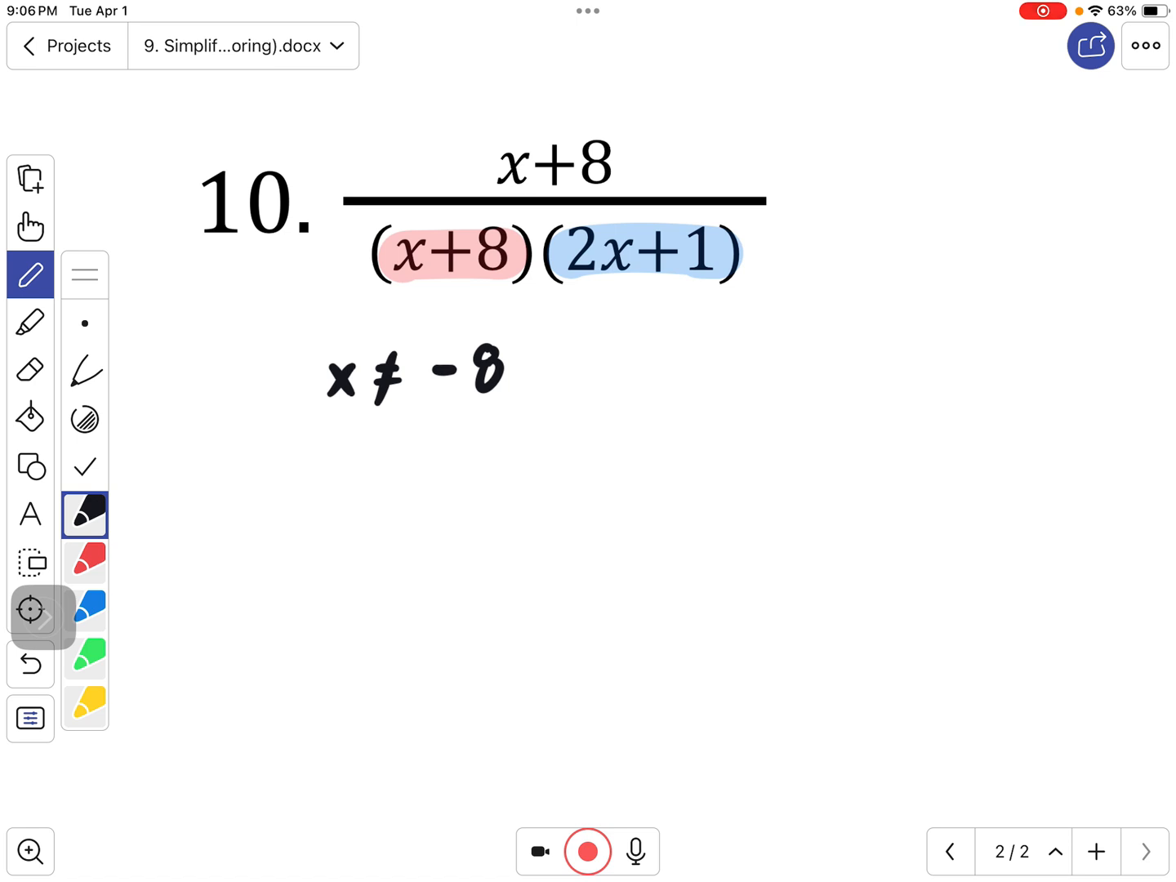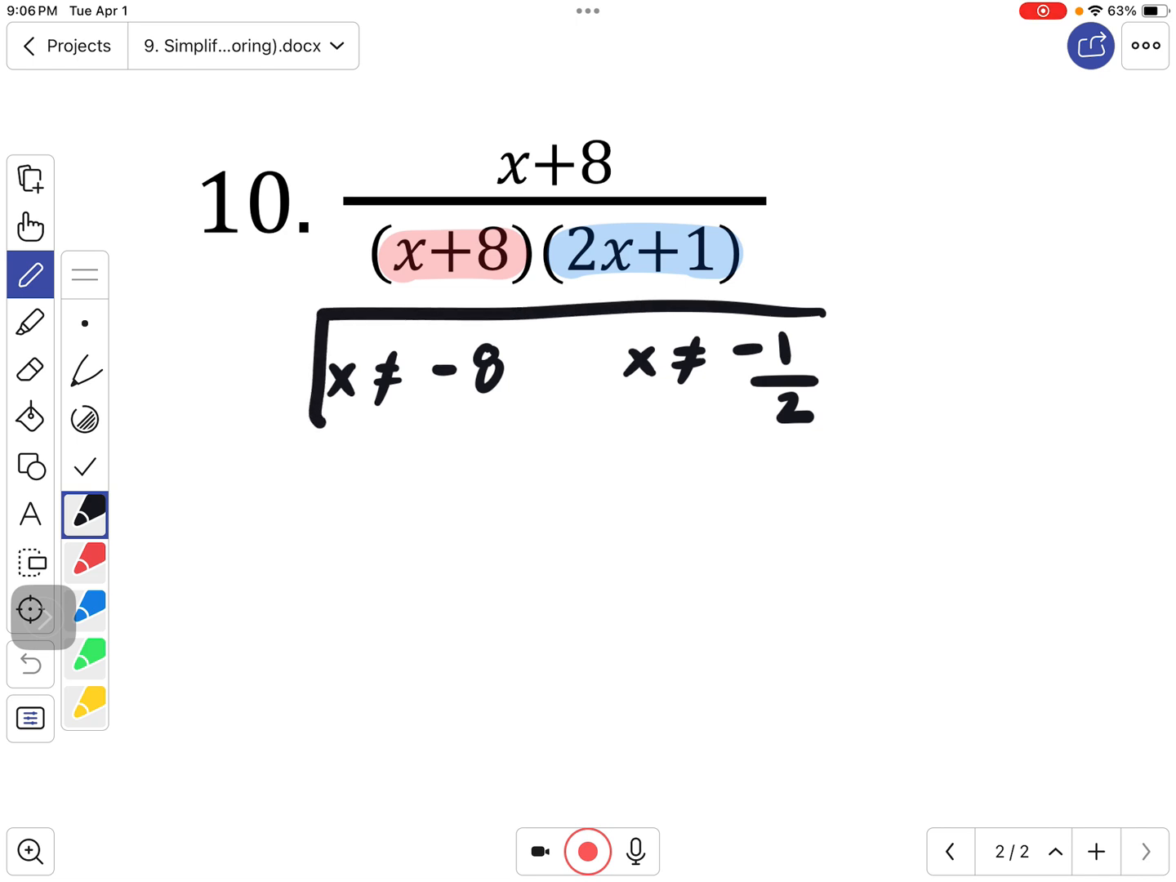When I look at my blue, I have to think a little bit more about it. x cannot equal. Okay, let's pretend that the 2x isn't there, and let's just pretend it's x plus 1. So the opposite of positive 1 would be a -1, but it's not just x, it's 2x, so it's being multiplied by that 2. So now I have to divide by that 2. Okay, so these would become my undefined values.